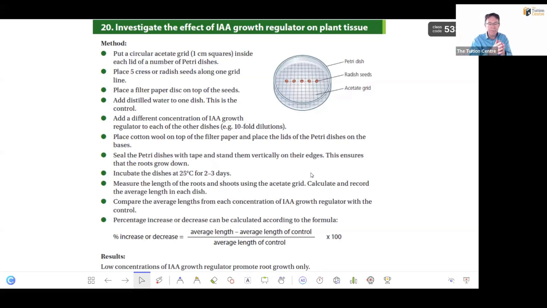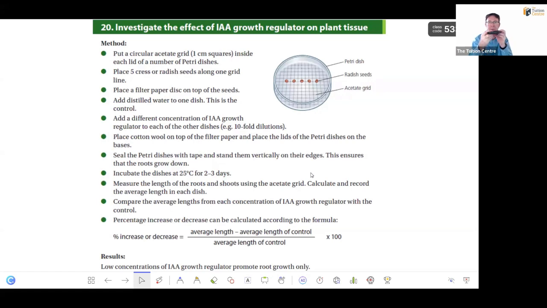And then you have a series of dilutions that you were probably given, and you don't have to know how they were made. It's just a wide range of very different dilutions of this auxin. So there are probably tenfold differences in the dilution: one would be 10 times as dilute as another, and another would be 10 times more concentrated. So you'd have this range of tenfold dilutions, 4 of them usually, and you put that onto cotton wool on top of the filter paper, and you put the lids of the petri dishes onto the bases, and then you put them sideways.